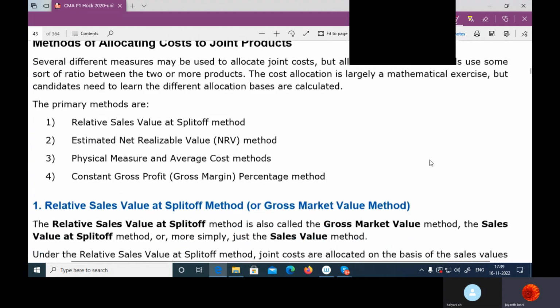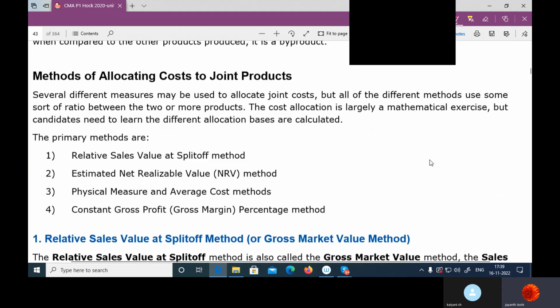Now the problem was how to allocate the joint cost. So what are the methods we will be using for the allocation of joint cost? Relative sales value at split off method, estimated net realizable value method, physical measure and average cost method, constant gross profit percentage method, correct? These are the methods to allocate the joint cost, madam. Several different measures may be used to allocate joint cost.